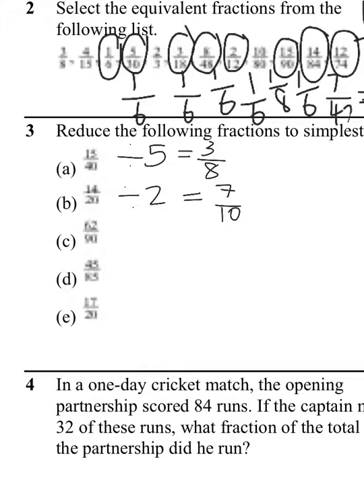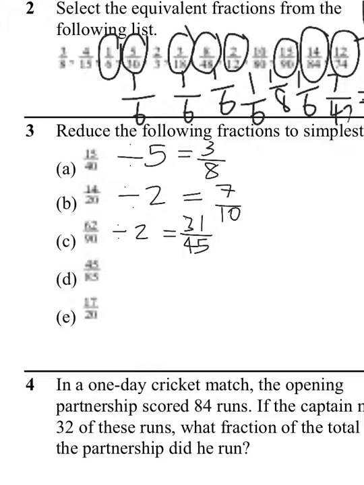62 over 90. This is going to be interesting. Because they're both even numbers, I can divide both top and bottom by 2 and see what happens. So 62 divided by 2 is going to be 31. Ooh, that's a bit of a dodgy 3. Okay, and 90 divided by 2 is going to be 45. Yeah, I can't think of any way to simplify that any further. Yep, let's go on. Okay, and part D is 45 over 85.